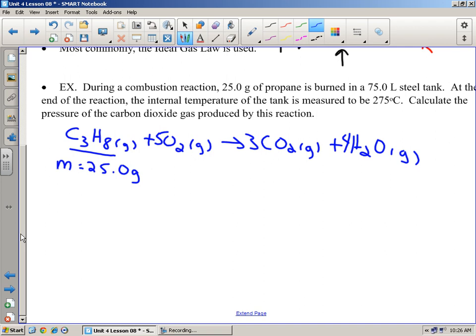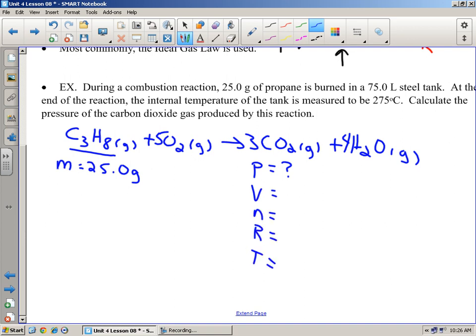Calculate the pressure of the carbon dioxide gas. Okay, so in this particular example, we're looking for the pressure of the carbon dioxide gas. To find the pressure, what's the formula I need to use? Well, the only formulas I know that do pressure are either P1 V1 T1 equals P2 V2 T2, the combined gas law, or PV equals nRT. And of course, that one makes a lot more sense because we have amount for that.